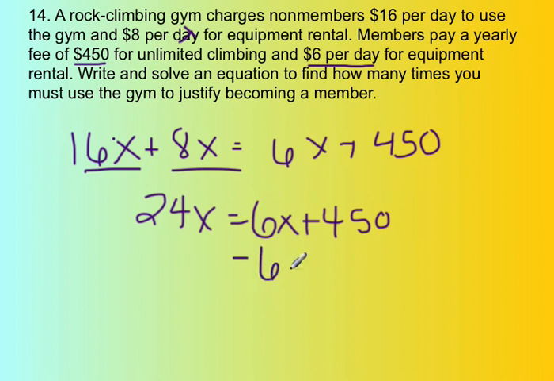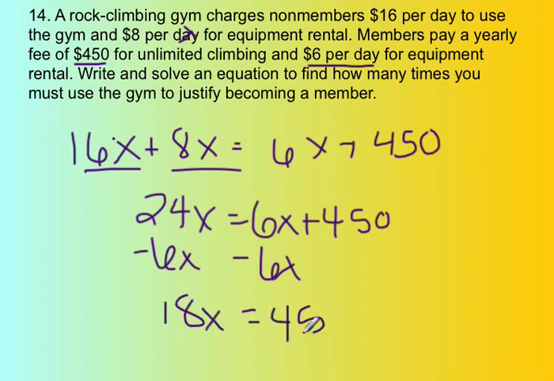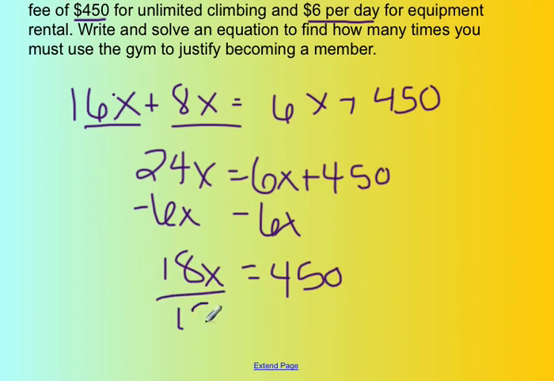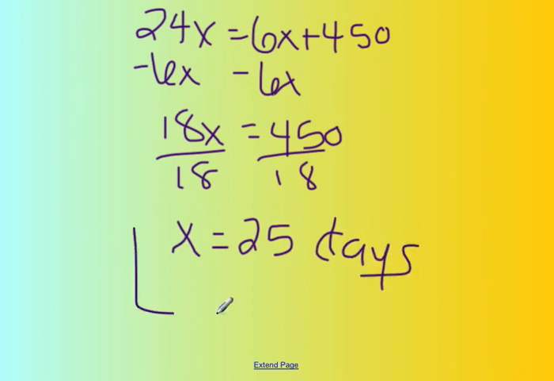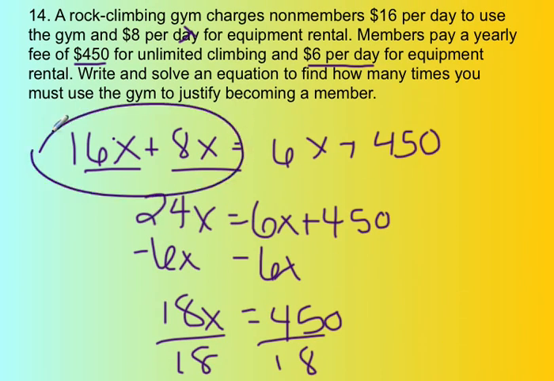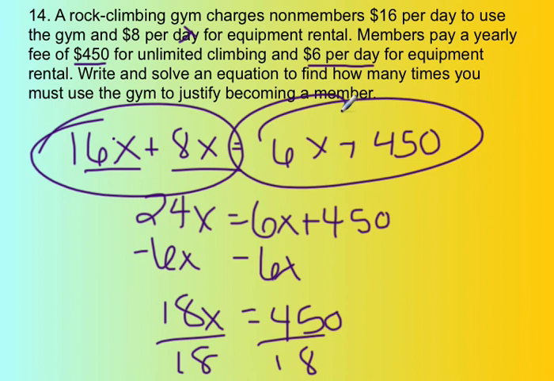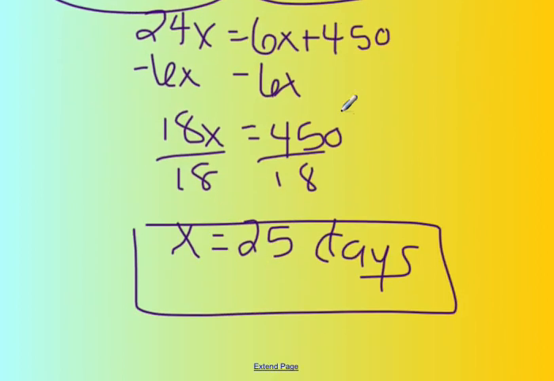Now I need to get my x's on the same side, so I'm going to subtract 6x. 24 minus 6x is going to be 18x is equal to 450. Last but not least, that 18 is being multiplied, so I'm going to divide, and then I get that x is equal to 25 days. So what I did is I set a non-member equal to a member, and then I solved for x. By solving for x, I was able to determine that if you go to the gym 25 days, non-members and members pay the same. So if you go 26 days, you should get a membership. If you go 24, you should not.